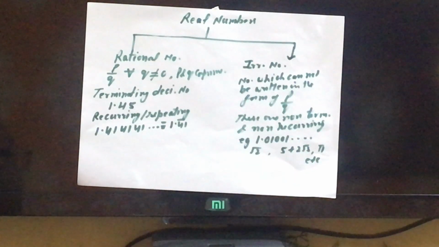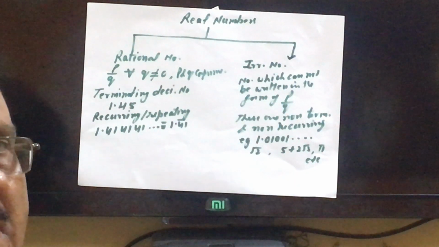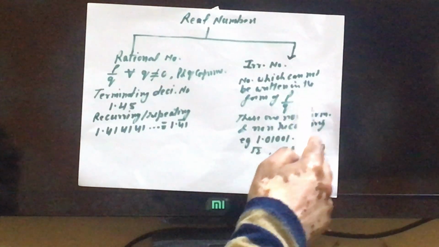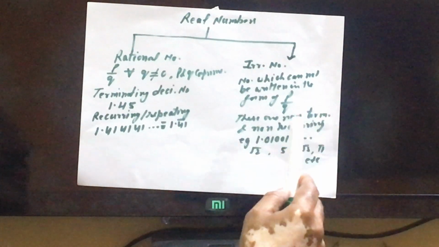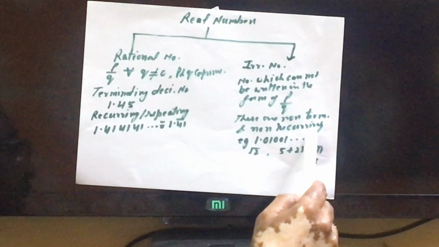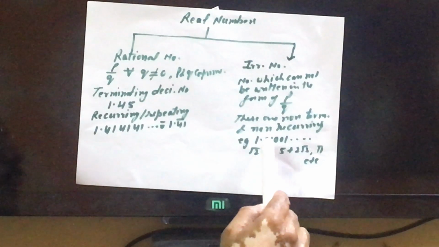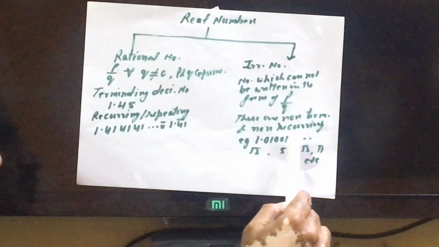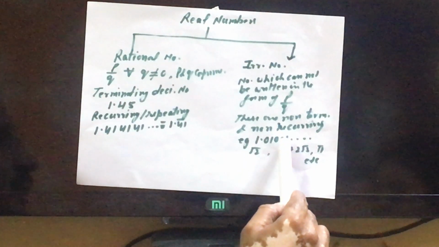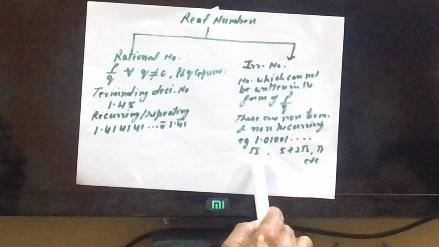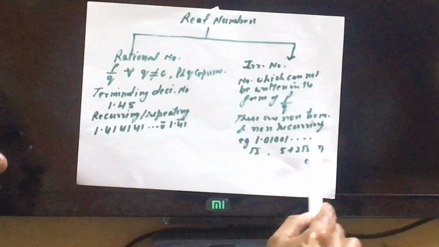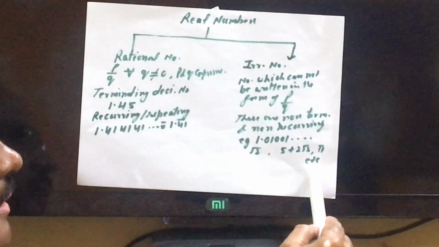Now irrational numbers. Those numbers which cannot be written in the form of p upon q are called irrational numbers. These are non-terminating and non-recurring numbers. For example, 1.01001 dot dot dot. So in this case, 1 times 0, then after 1, 2 times 0. Now other irrational numbers are square root 3, 5 plus 2 under root 3, pi, etc.